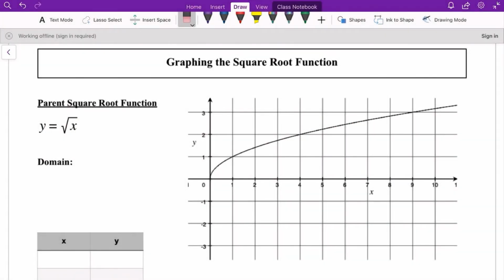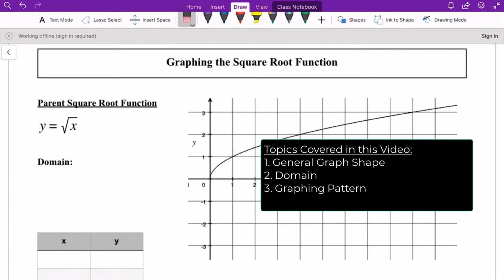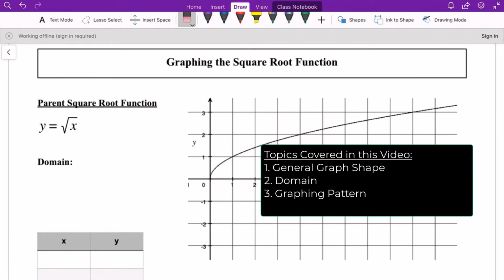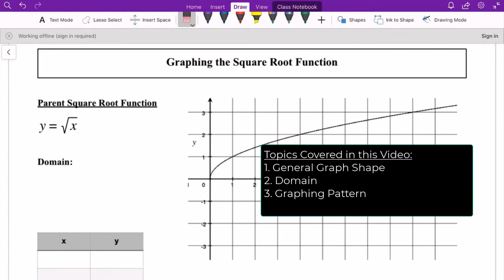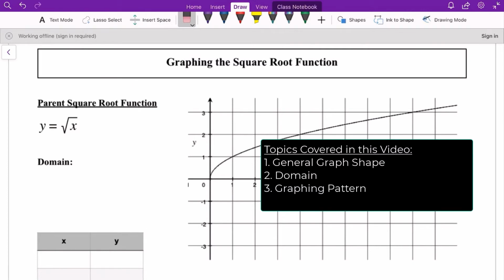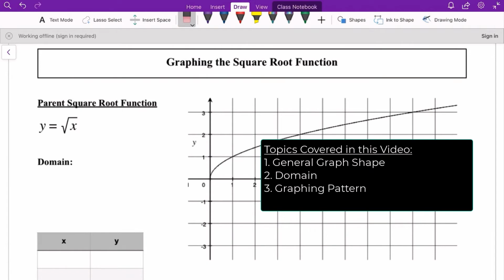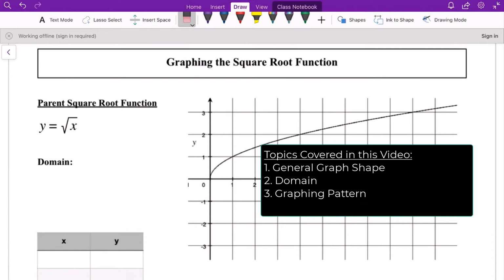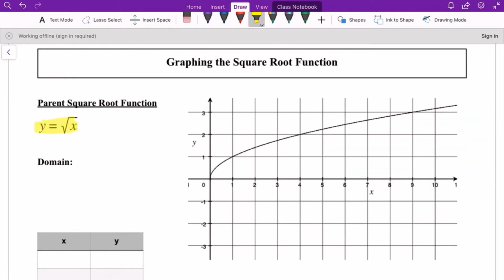All right, welcome to this video on graphing the square root function. In this video, we're going to cover the general shape of the graph, the domain of square root functions in general, and we're going to talk about a pattern which will allow you to graph the function without making a standard table of values.